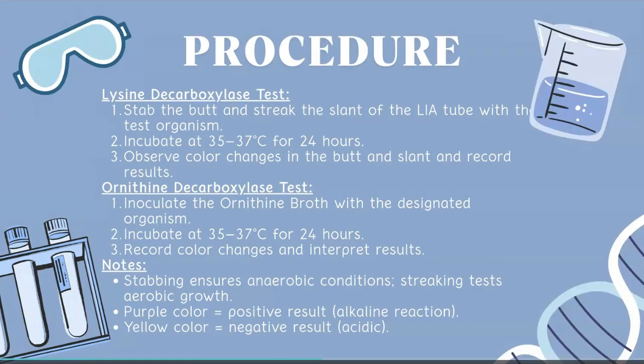And then as far as notes, stabbing ensures that there's anaerobic conditions, and then streaking tests are showing the aerobic growth. The purple color was a positive result, so it's an alkaline reaction, and then the yellow color was a negative result, which indicated an acidic reaction.